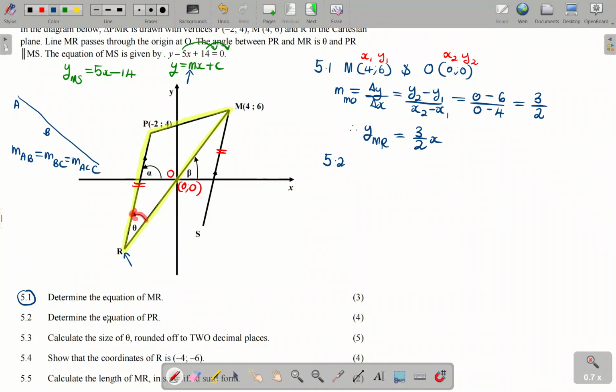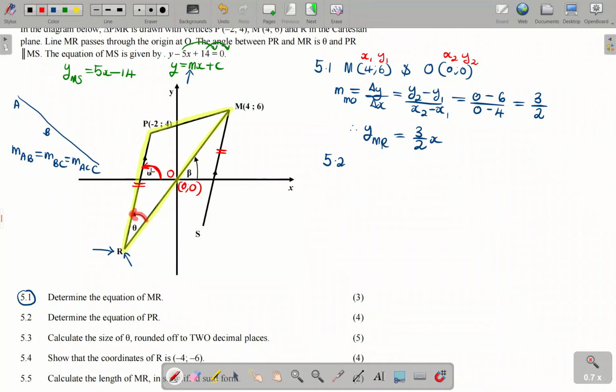So we have to determine the equation of PR. Again, guys, if you check, you don't have the coordinate of R, but you don't have to worry about that. Why? Because we know that for this PR, we have this angle here, and they didn't tell us anything about this angle. So now this is the angle of inclination.